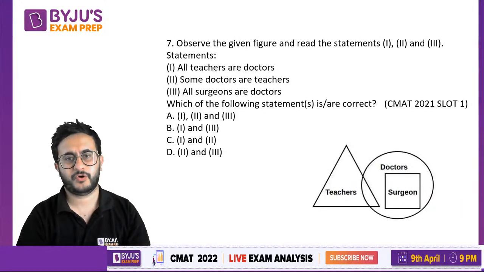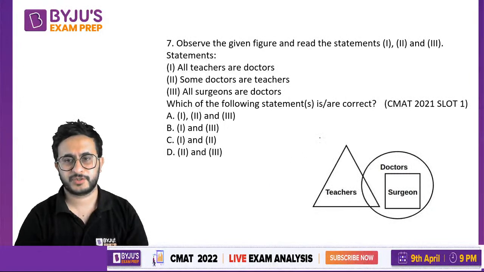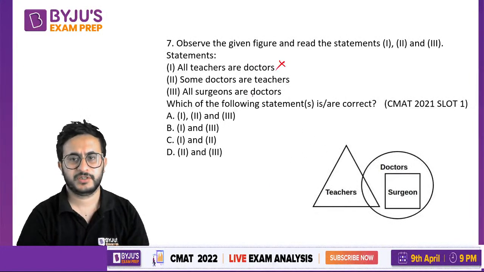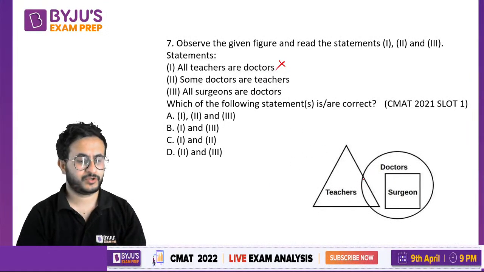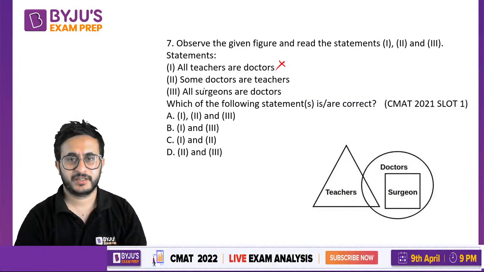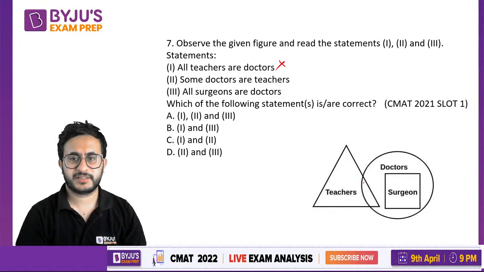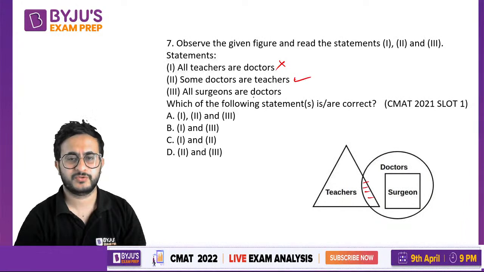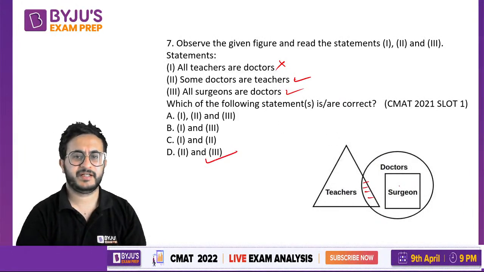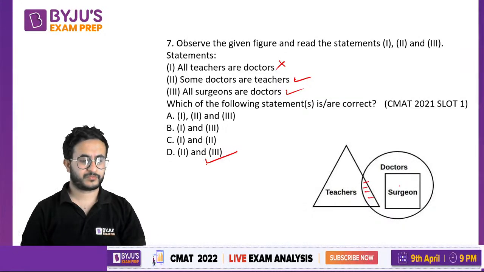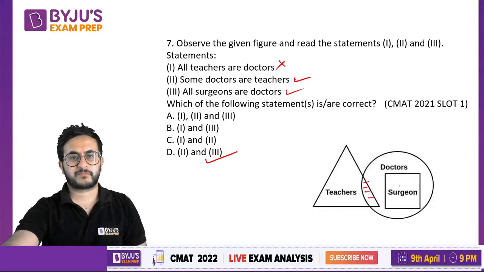So first says all teachers are doctors. Okay, so all teachers are doctors is false because this is not completely inside this, right? Some doctors are teachers. Yes, there is some overlap, so this is true. All surgeons are doctors. This is also true. The second and third are true. It's a very easy one.